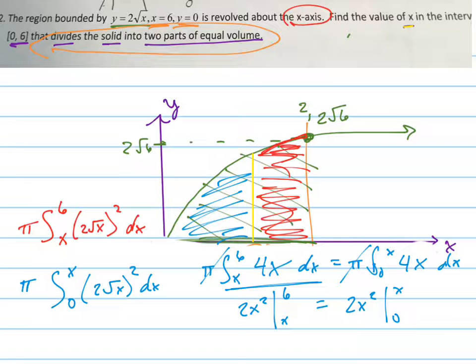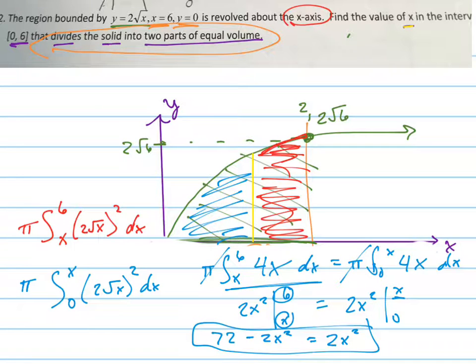So this is 36, 72, minus 2x squared. Remember how you do that? You plug in 6 and then subtract. And this one is going to be plug in x for x. That's going to be 2x squared minus 0. Now solve this equation. 72 divided by 4 is, I'm sorry, not 36, it's 18.